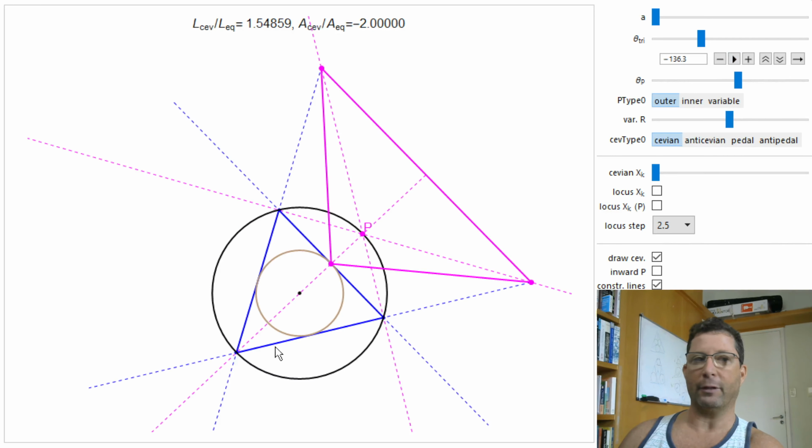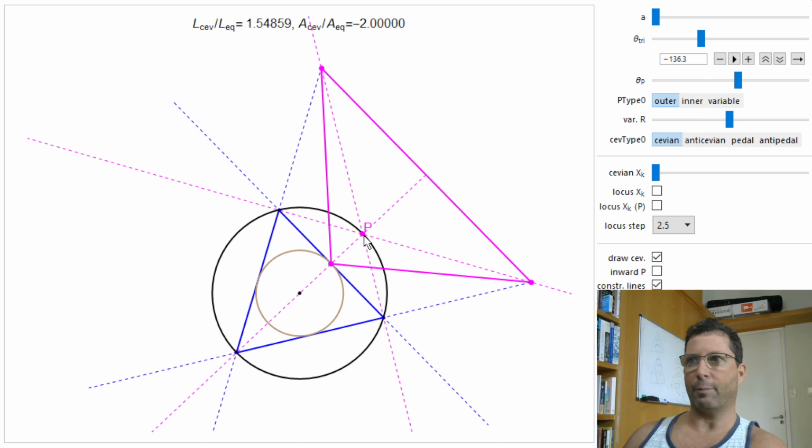In fact, I have a family of blue equilaterals that is rotating about its centroid. Here's a centroid. And I'm also drawing its circumcircle, this black circle here, and its incircle, the brown incircle, which is half the radius of the outer one, if these guys are equilaterals.